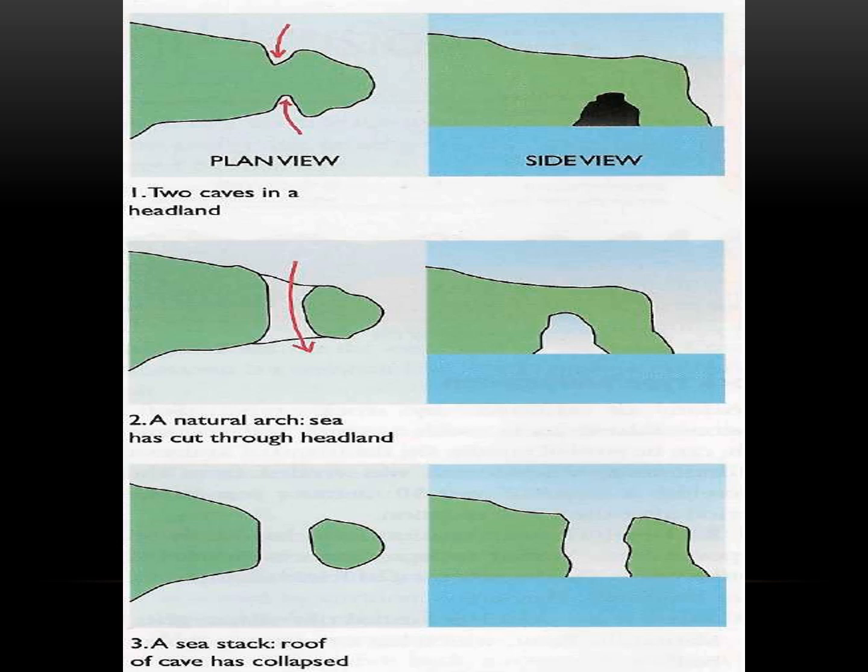Over a period of time, as the process of erosion continues, the roof of the arch gets too weak, and eventually collapses into the water, leaving the headland on one side and an isolated pillar of rock on the other. This isolated pillar of rock is what we call the stack.